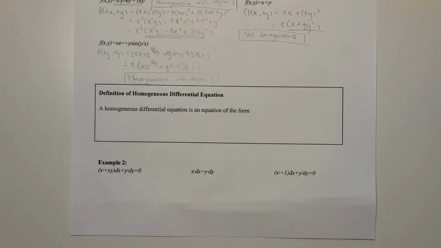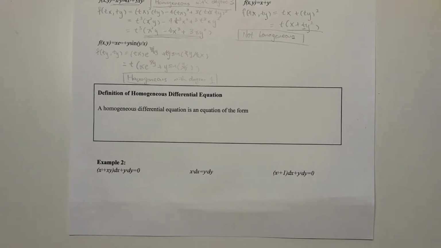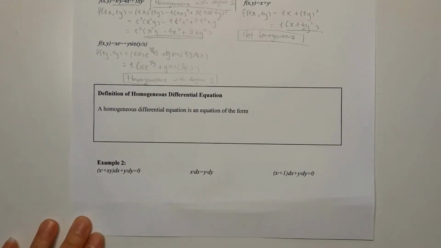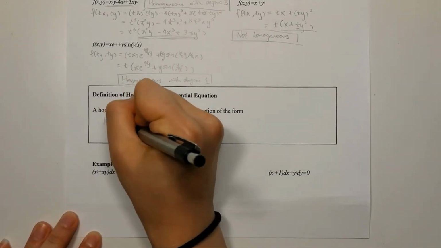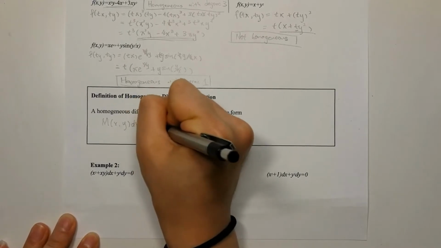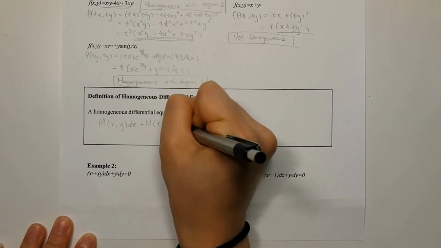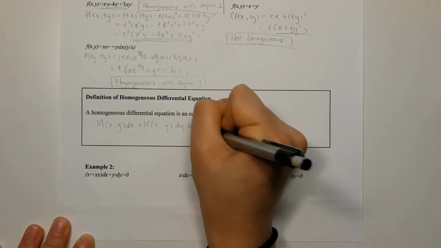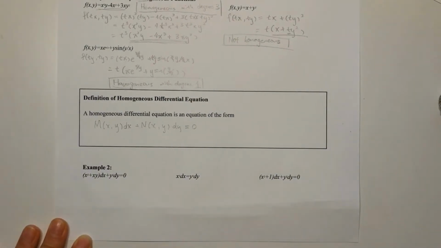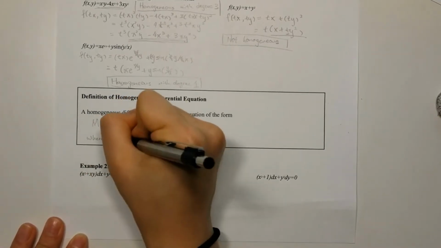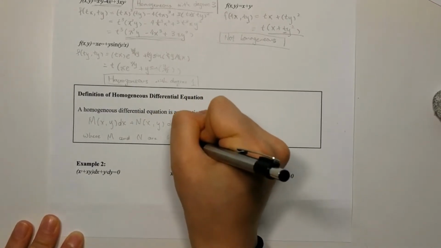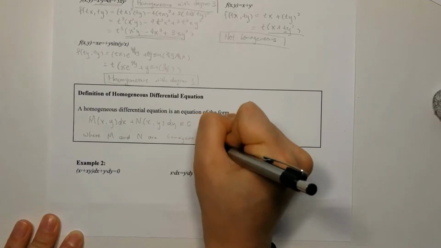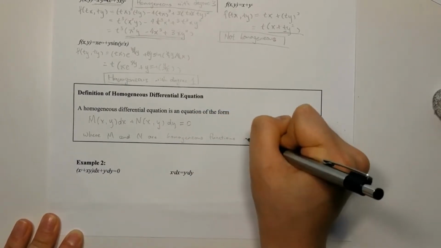Now, instead of talking about homogeneous functions, let's talk about homogeneous differential equations. The definition of a homogeneous differential equation is that it is an equation of the form M of x, y dx plus N of x, y dy, and that is all equal to 0. Also, by the way, M and N need to be homogeneous functions of the same degree.